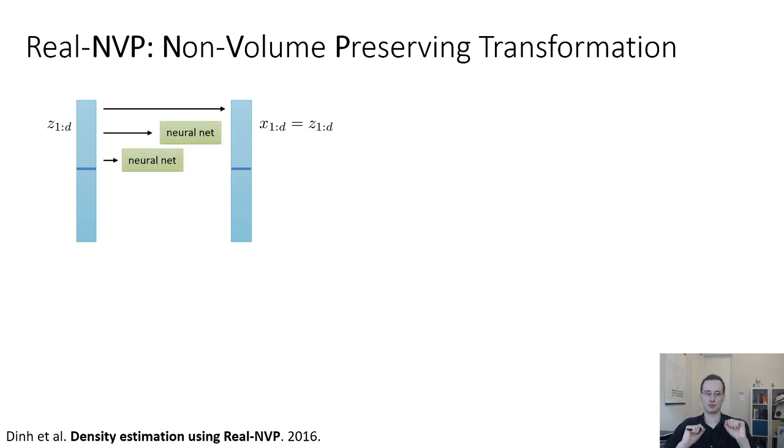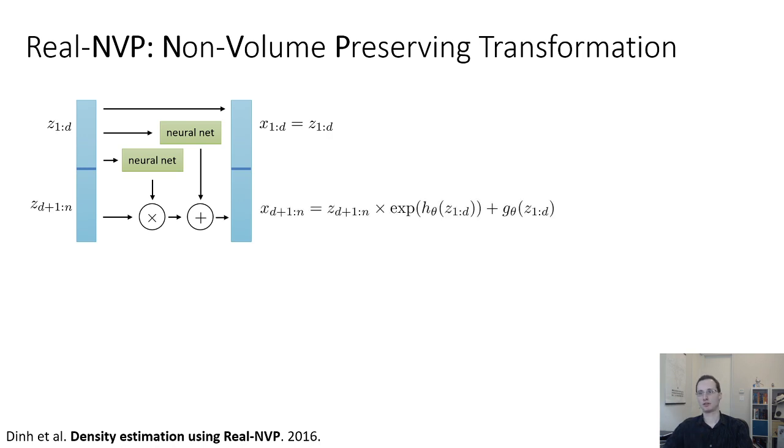But now we'll have 2 neural nets. We'll have a scaling network and a biasing network. So we'll take the second half and we'll multiply it by the first neural net, and then we'll add the term from the second neural net. So that the second half of x is given by the second half of z times the exponential of the output of the first neural net, plus the second neural net. And the reason for the exponential transform is just to make it positive.